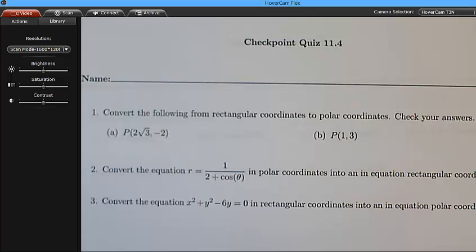So 11.4, are those extra? Oh, those are just the homework's coming around, so the quizzes are coming around.